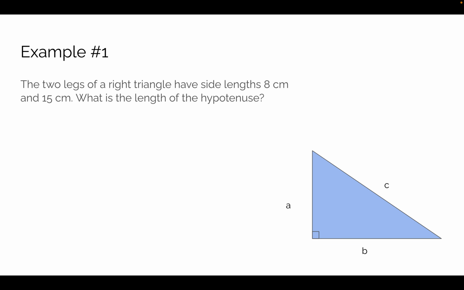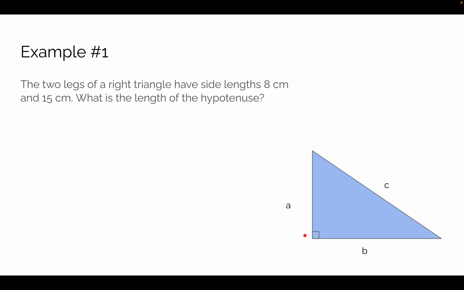Example number 1 states that the two legs of a right triangle have side lengths 8 centimeters and 15 centimeters. What is the length of the hypotenuse? Whenever I solve a question, I start by stating what is given and what is unknown, so I can clearly know what I want to solve for. Here it says the two legs of a right triangle, so this side length and this side length are the legs, and the side lengths are 8 centimeters and 15 centimeters.